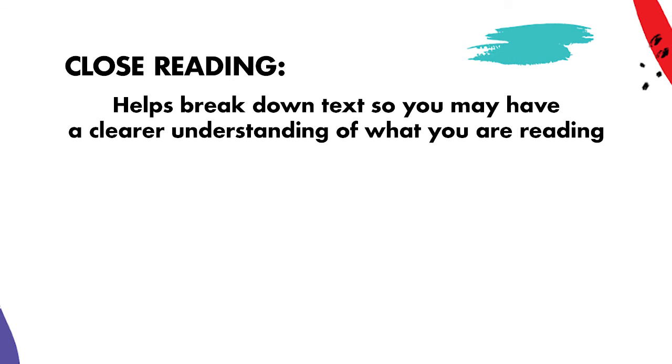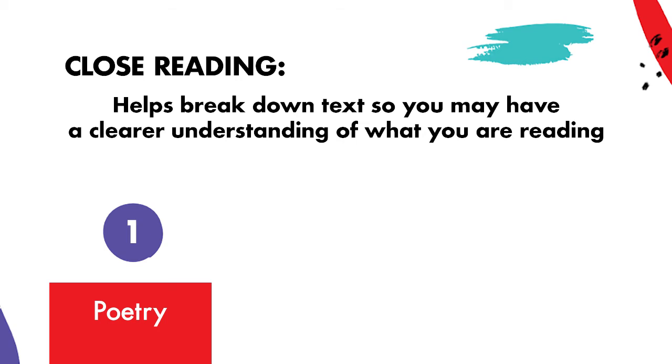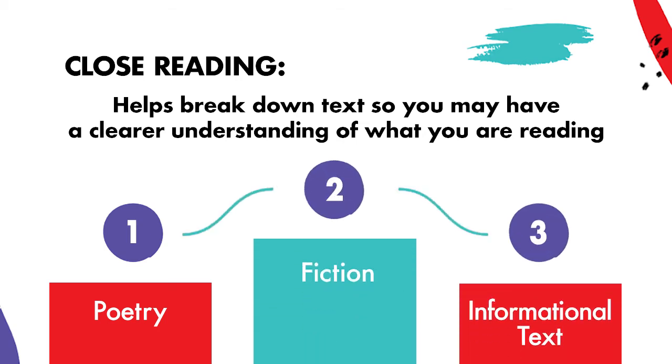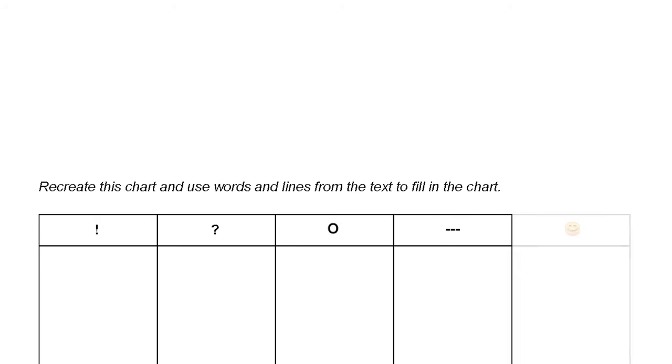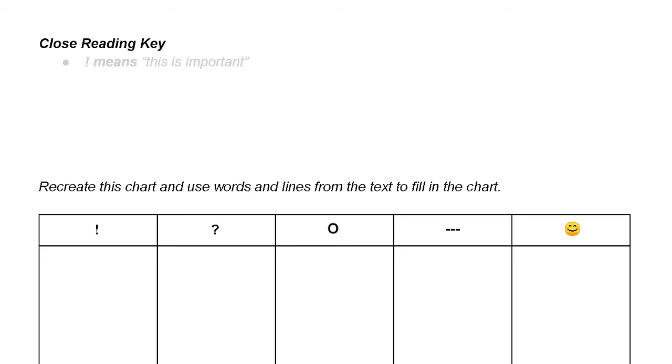Prior to our second read-through, I want us to learn a system that will help us break down language a little bit better so we can understand the text that we are reading more clearly. This system is referred to as close reading, and not only helps us break down poems, but also other writing, such as fictional and informational text. We will create a chart in which we use different symbols that help us question the text that we are reading. The exclamation symbol means this is important.